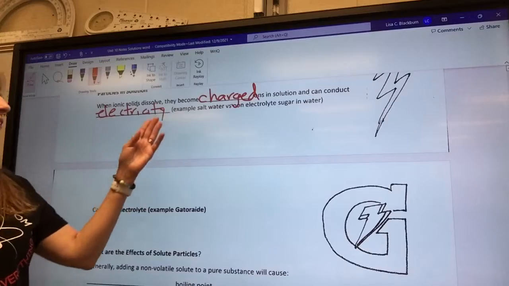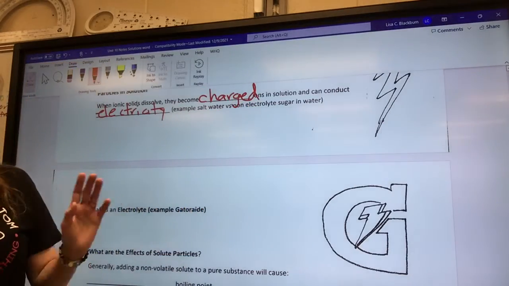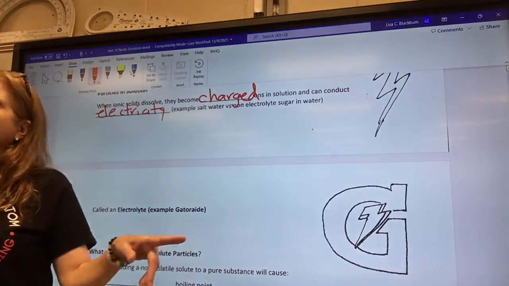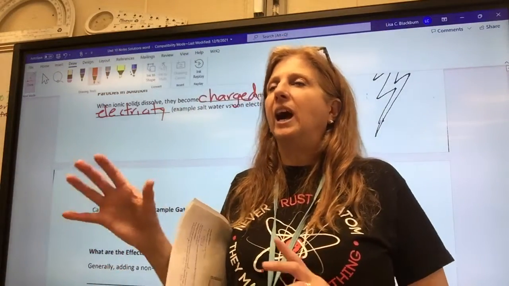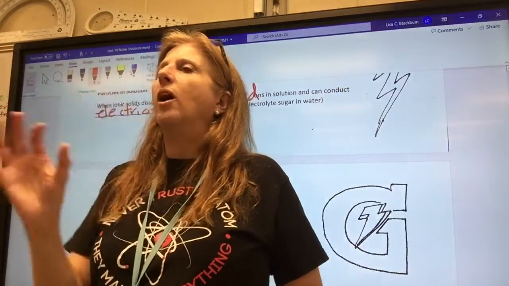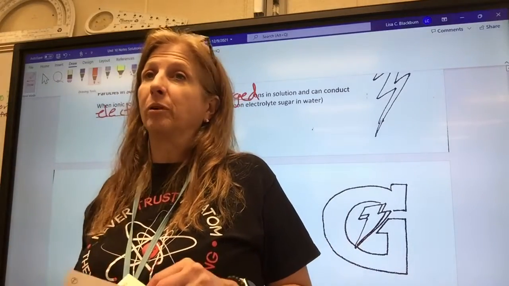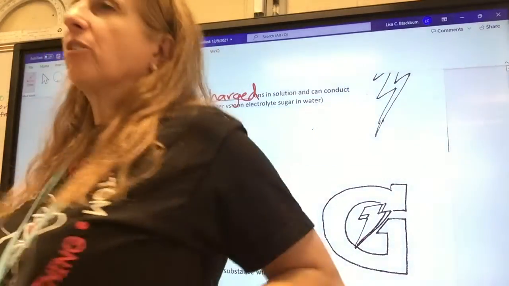So if you put salt in water or sugar in water, it can conduct electricity. And that's why Gatorade has a lightning bolt on it. Okay, if you're exercising really, really hard and you're really, really hot and you guzzle down water really, really fast, what's going to happen? You throw up. You're going to barf. The reason why is you are salty.